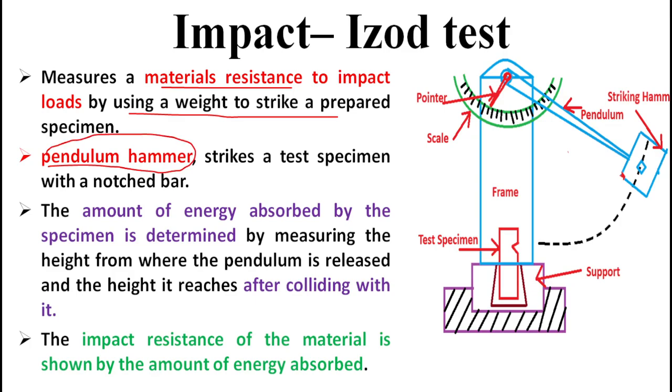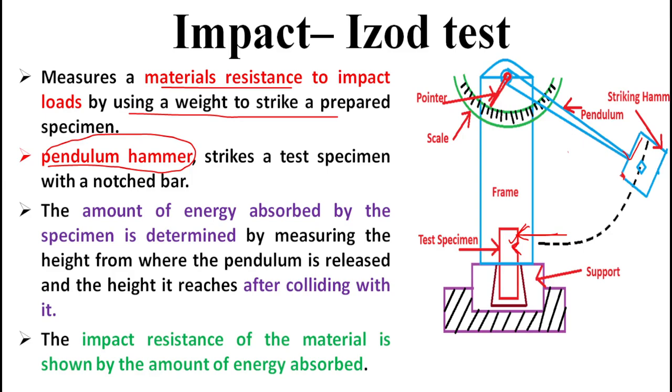It strikes a test specimen with a notched bar. This is one type of pendulum bar. This is the Izod test specimen setup. Here is the pendulum, the striking hammer, and the V notch. This hammer strikes this particular portion at the top of the specimen position.